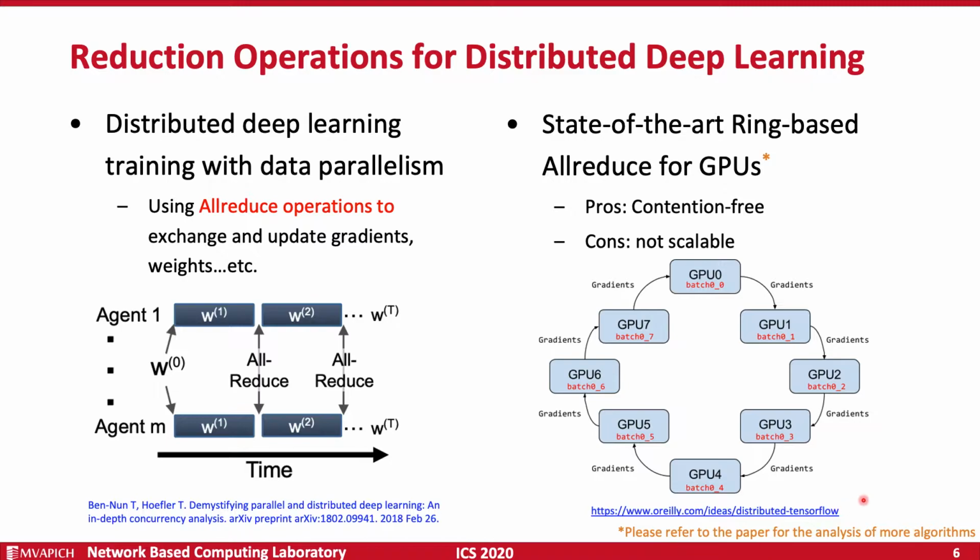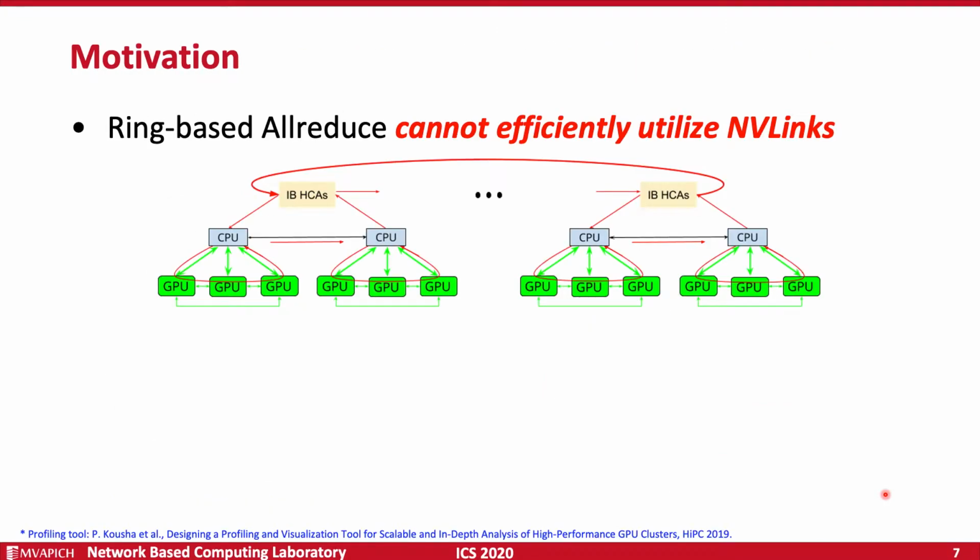So please check out our paper for more in-depth analysis of the ring algorithm and other Allreduce algorithms used in HPC systems. Here we focus on the ring, and we see that it cannot really efficiently utilize NVLink. Let me give you an example here. This is the Summit system. It has 6 GPUs per node, and we create a ring to perform the Allreduce, like the red arrows you see here.